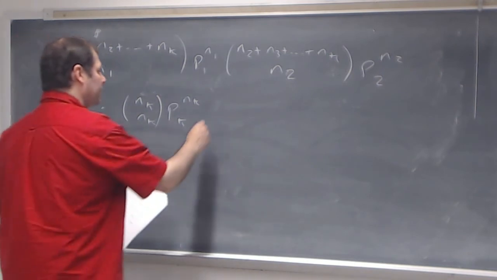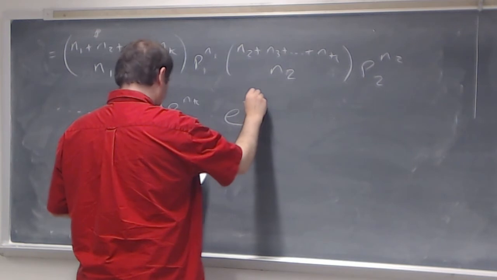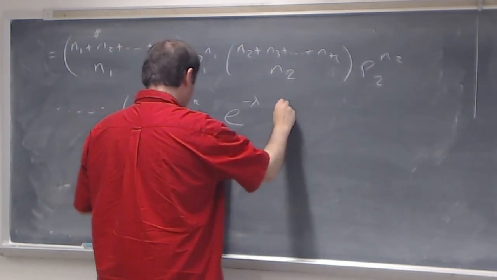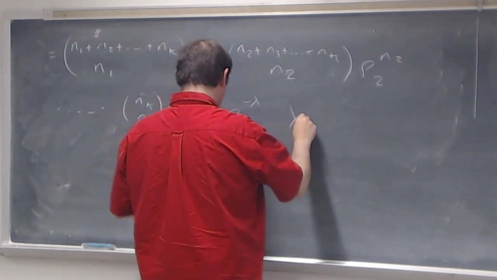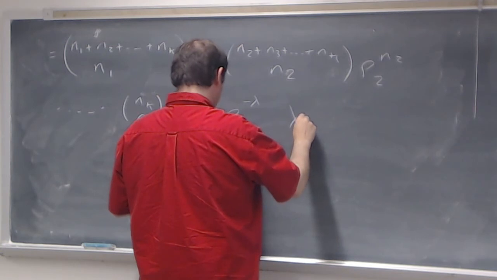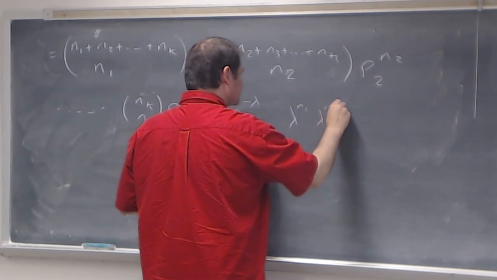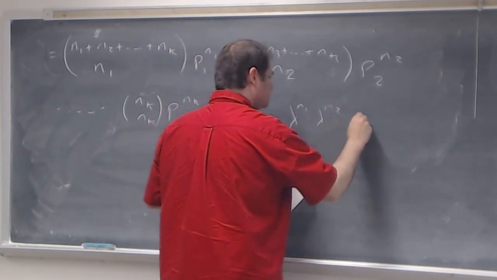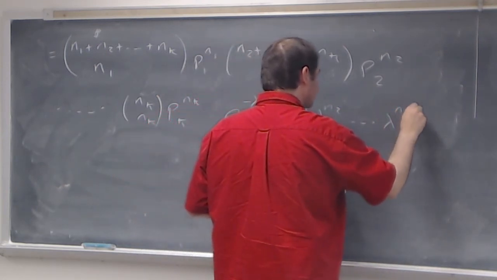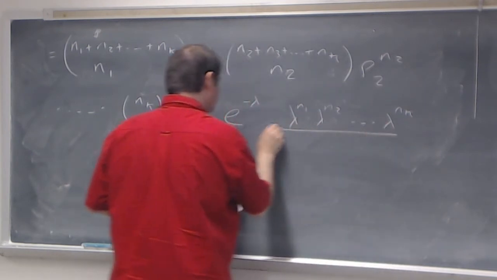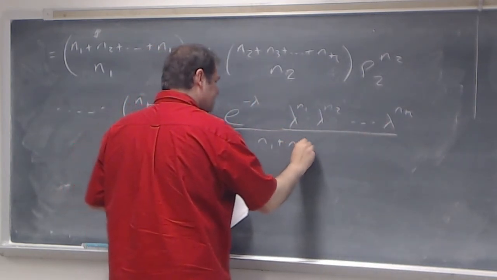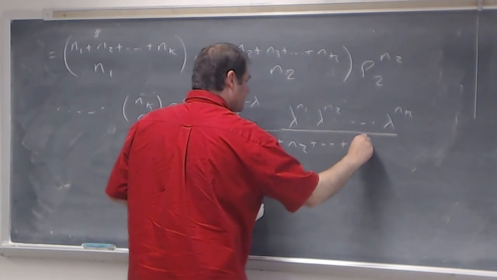And then, don't forget, we still have that e to the minus lambda, and then lambda to the n sub 1, lambda to the n sub 2, times lambda to the n sub k, all over n sub 1 plus n sub 2 plus n sub k factorial.